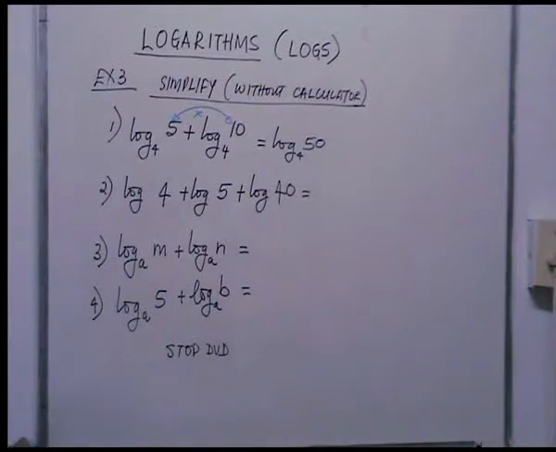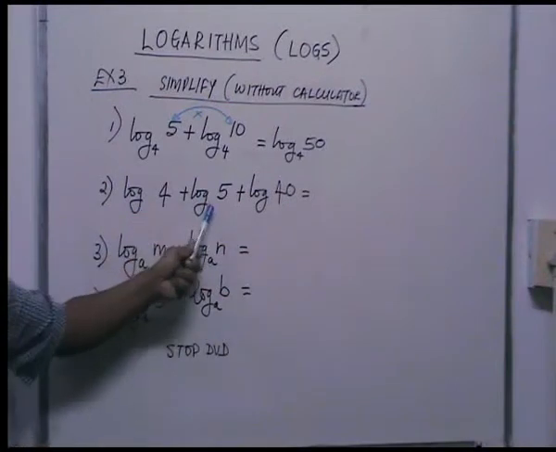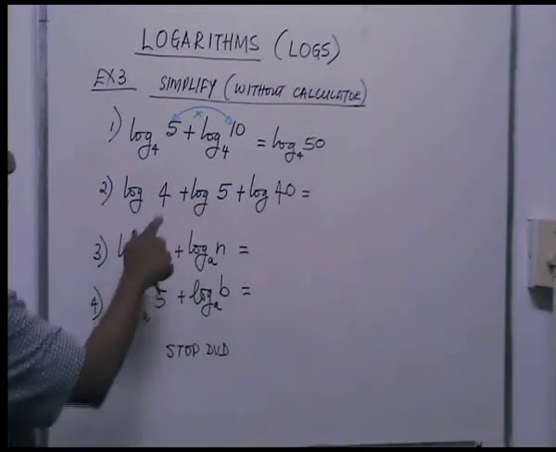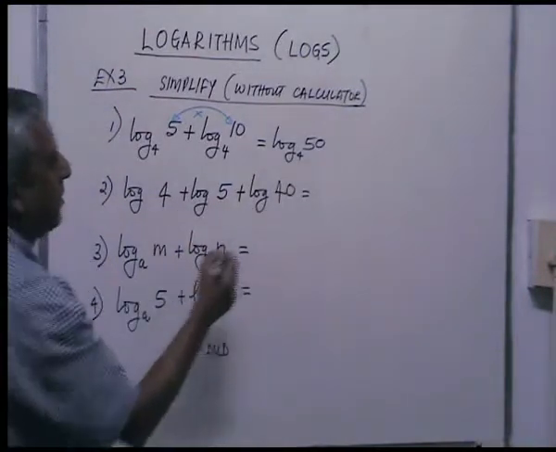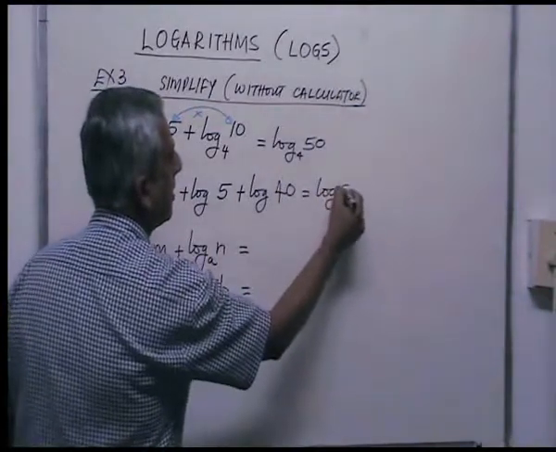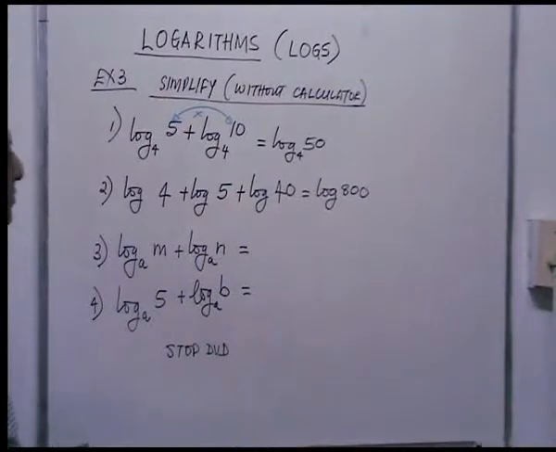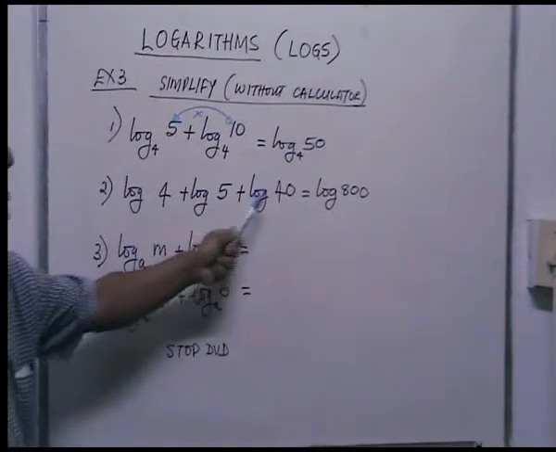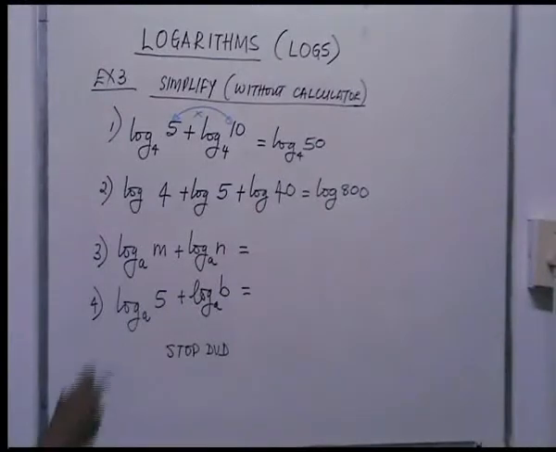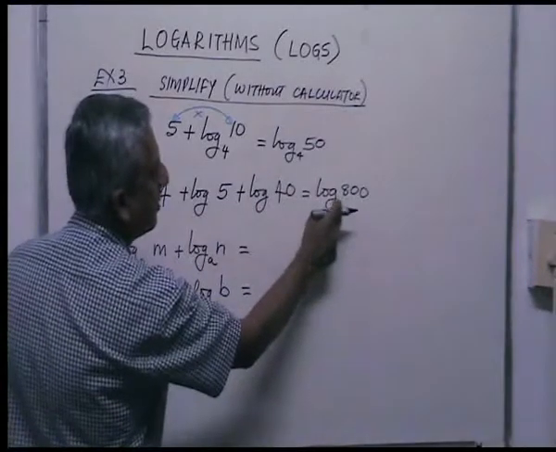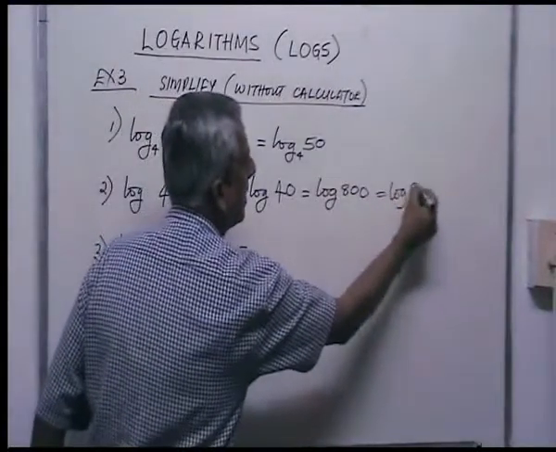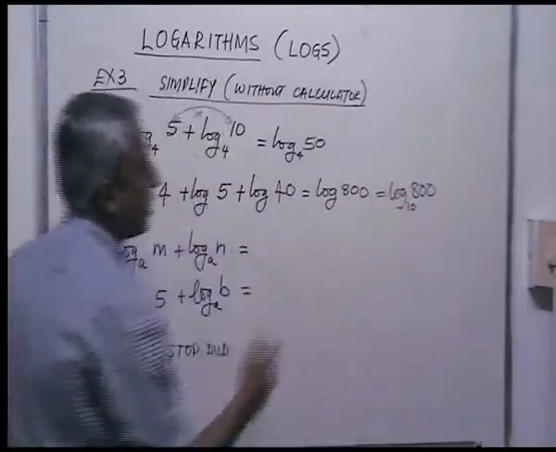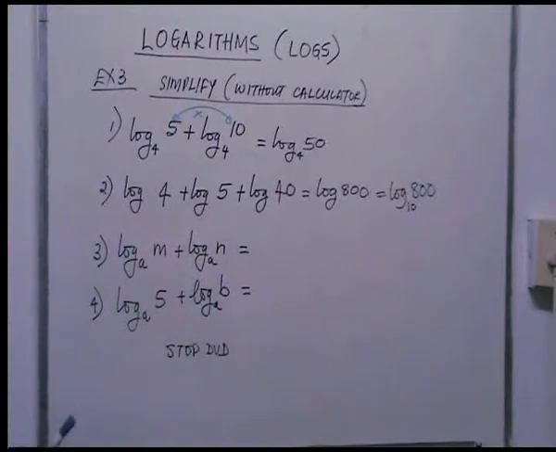Number 2, this time the base is not written. So the base is understood to be 10. Bases are the same. You can just multiply the numbers. 4 times 5, 20. 20 times 40 will give you 800. Log 800. And the base, I can also leave it out, or if I want, I can write log 800 to the base 10.